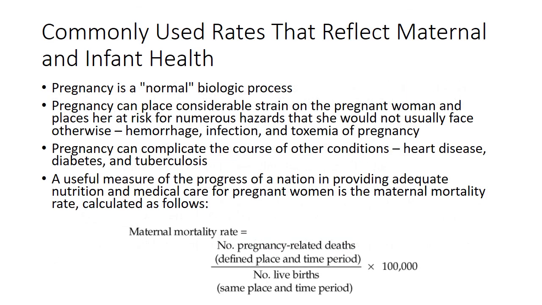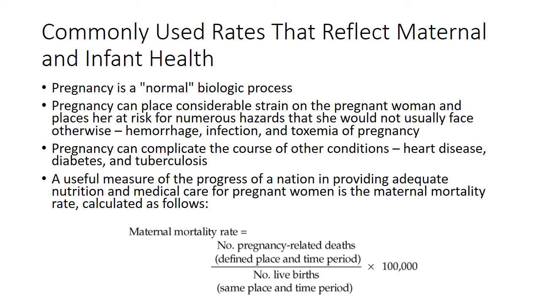So we can also look at pregnancy-related deaths. Obviously, pregnancy is a pretty normal biologic process, at least for 50% of the population, roughly. But we can see that it puts a pretty considerable strain on a pregnant woman and puts her at high risk for numerous hazards that she would not face otherwise had she not been pregnant. So hemorrhage, infection, toxemia, things like that.